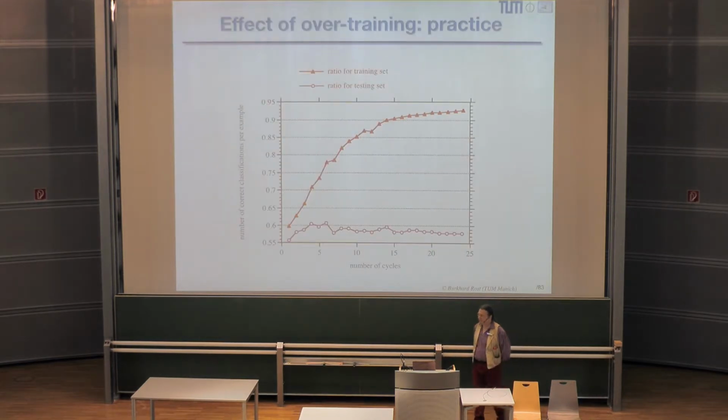Those are part of your free parameters. The training curve is like this, the testing curve like that. There is a point beyond which there is somehow overtraining.